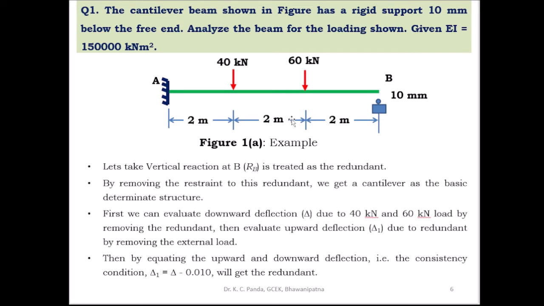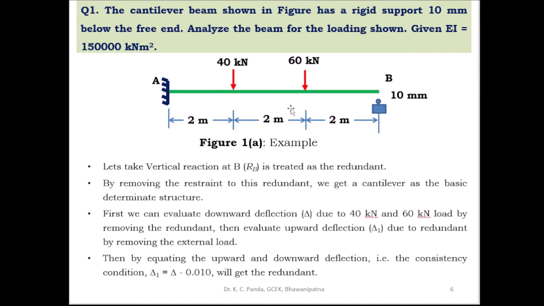Then coming to the first problem, the cantilever beam shown in the figure has a rigid support 10 mm below the free end. Analyze the beam for the loading shown, given EI is equal to 150,000 kilonewton meter square. So this is the cantilever beam, where the end A is fixed and this is the end B, with a rigid support just 10 mm below B.